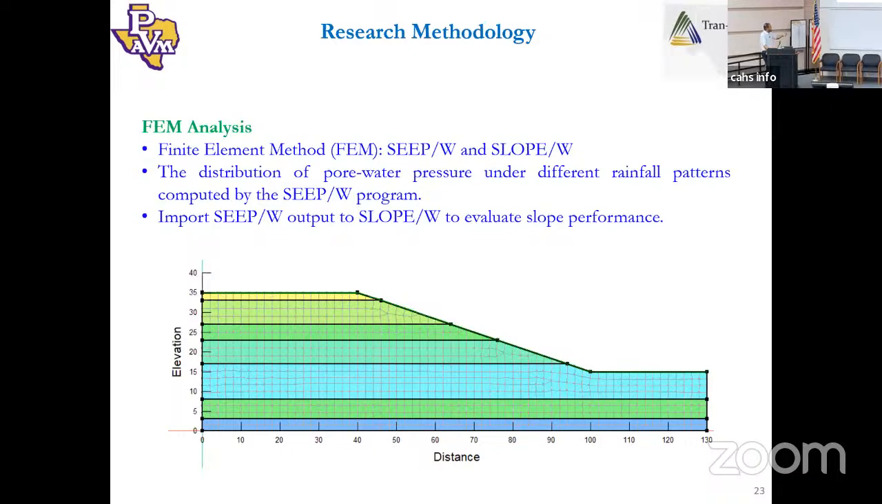So this geometry of the slope is one of the slopes in Harris County, in the eastern part, somewhere near Pasadena. We use that geometry to see what's going on. So we use SEEP/W and import the SEEP/W output to SLOPE/W, and that gave us the strength parameters, I mean the stability of the slopes.